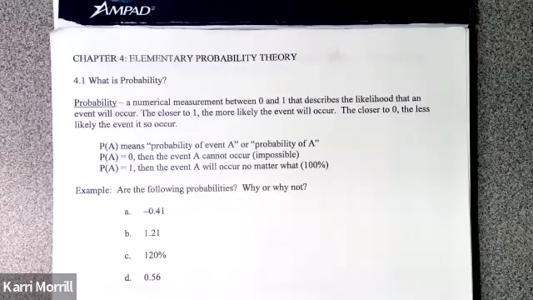Starting Unit 2 lectures, we're going to start talking about topic 4.1. What is probability? Probability is a numerical measurement between 0 and 1 that describes the likelihood that an event will occur. The closer to 1, the more likely the event will occur. The closer to 0, the less likely the event will occur.